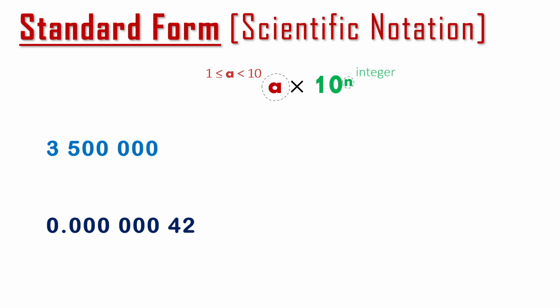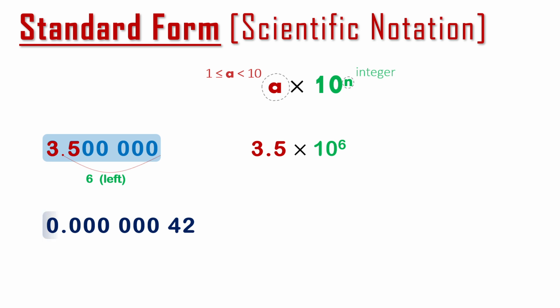All right, let's jump into some examples. Let's tackle this number, 3,500,000. First, we want a number between 1 and 10, so we move that decimal point all the way to 3.5. But how far did we move it? Exactly 6 places to the left. And since we moved to the left, our exponent is positive. So in standard form, this becomes 3.5 times 10 to the 6th. Looks way cooler than 3,500,000, right?